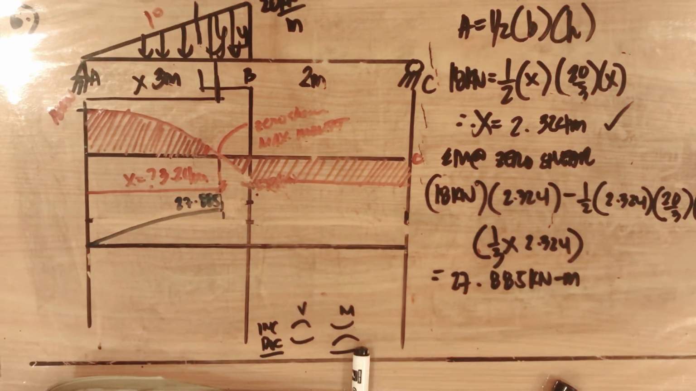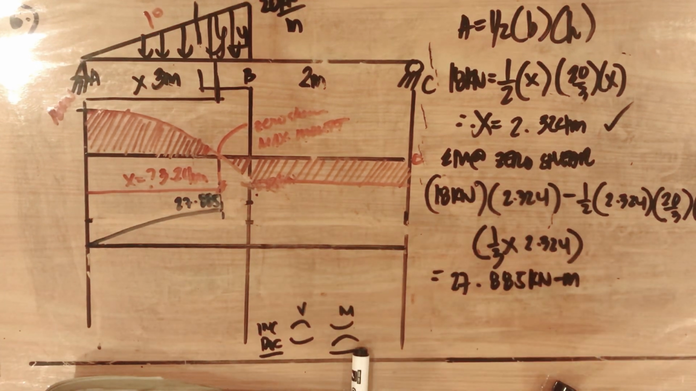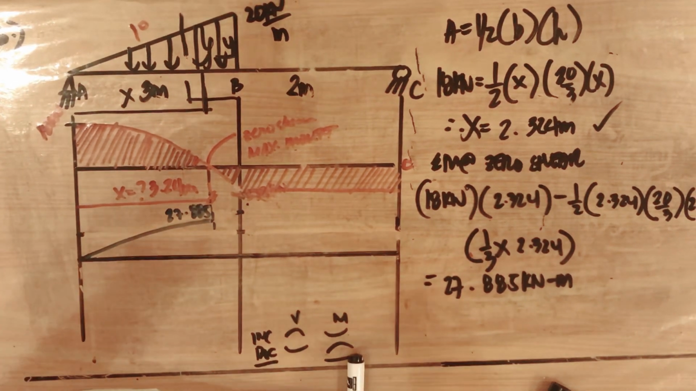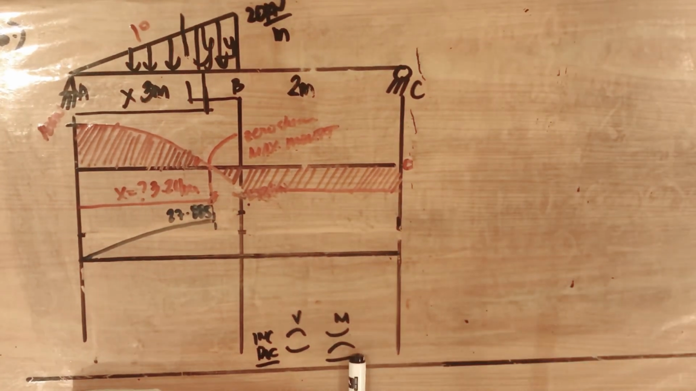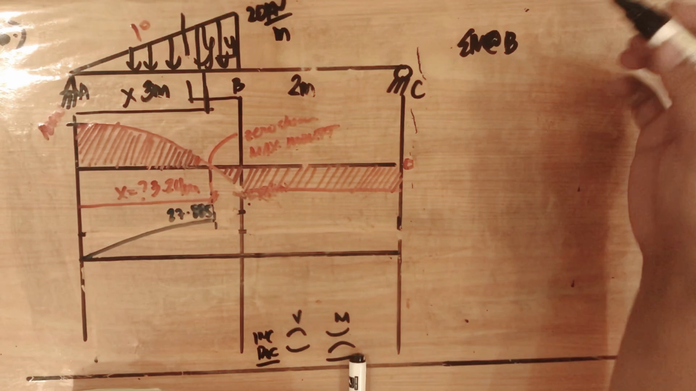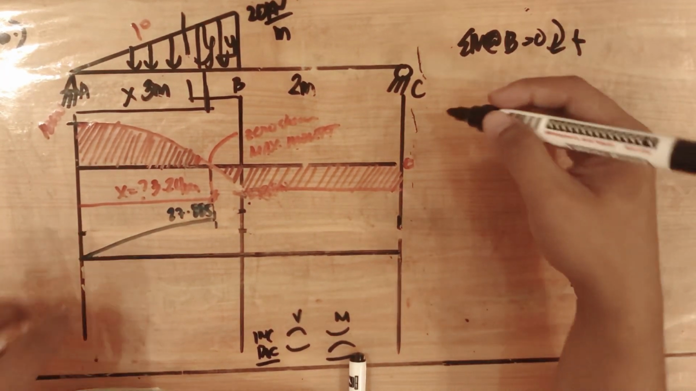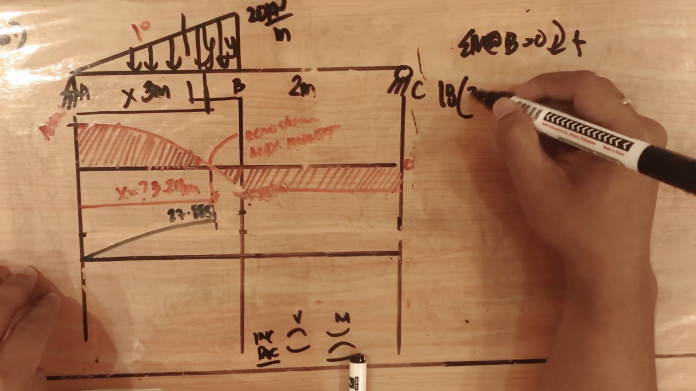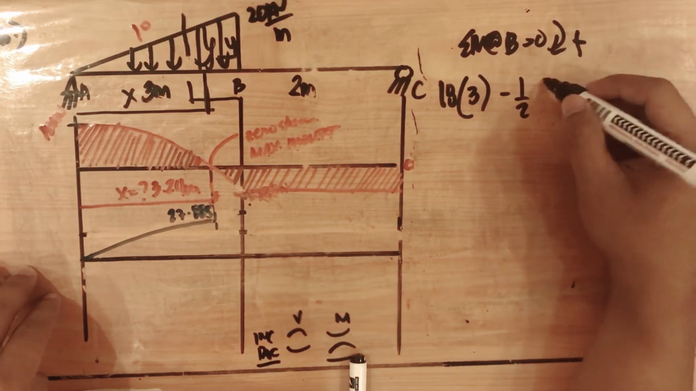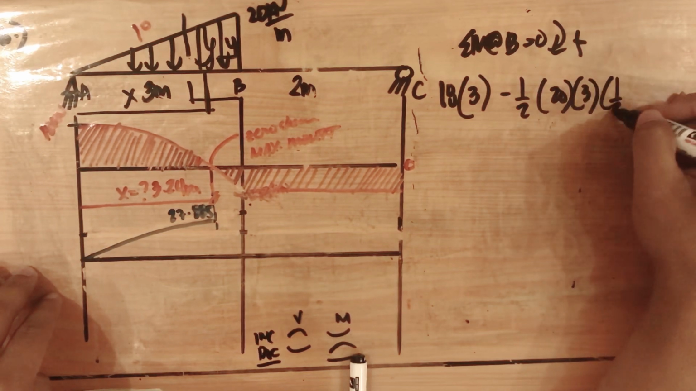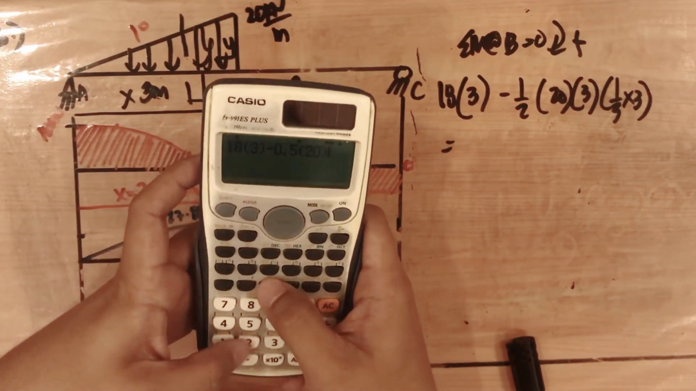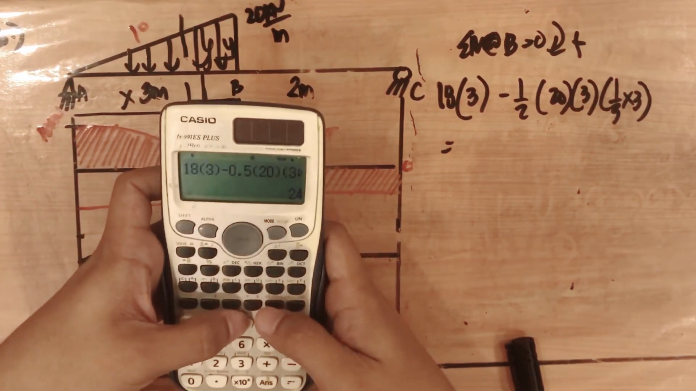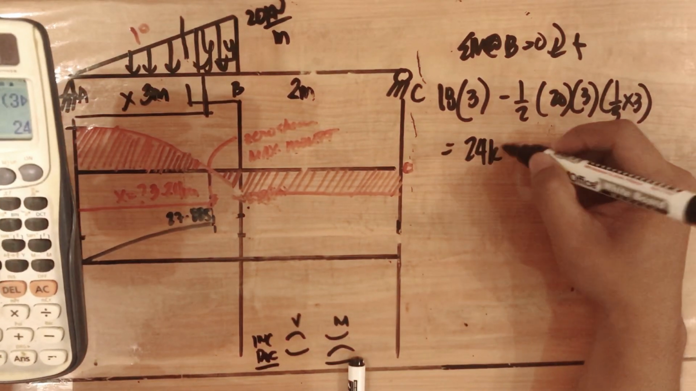Then next, at point B naman. Point B, burahin ko na ulit to. So, siguro naman, nakopy nyo na yan. So, burahin ko na yan. So, at point B, summation of moment at B. So, 18 times 3 meters minus 1/2 times 20 times 3 times 1/3 of 3. So, ilan yung ating value? 18 times 3 minus 0.5 times 20 times 3 times 1/3 ng 3. So, value natin is 24 kilonewton per meter.